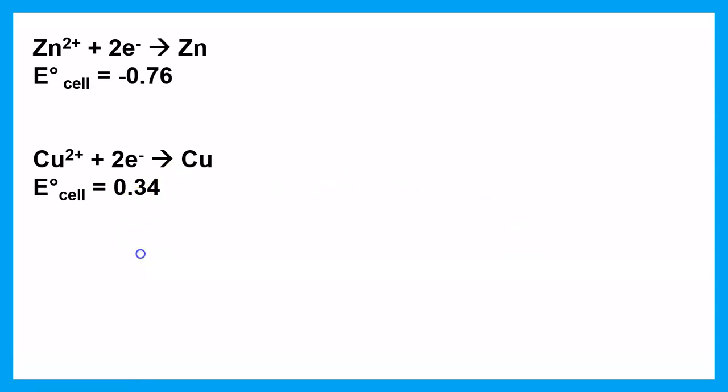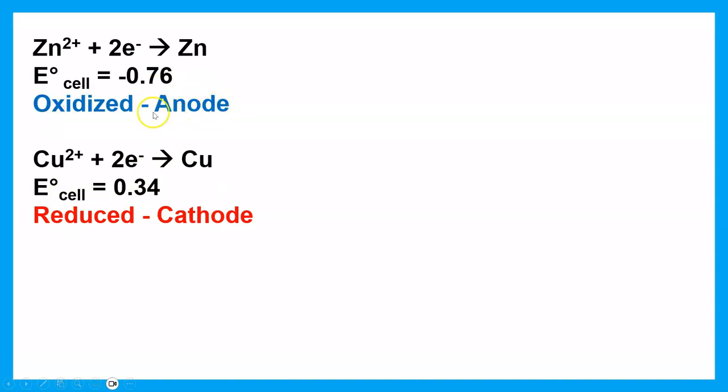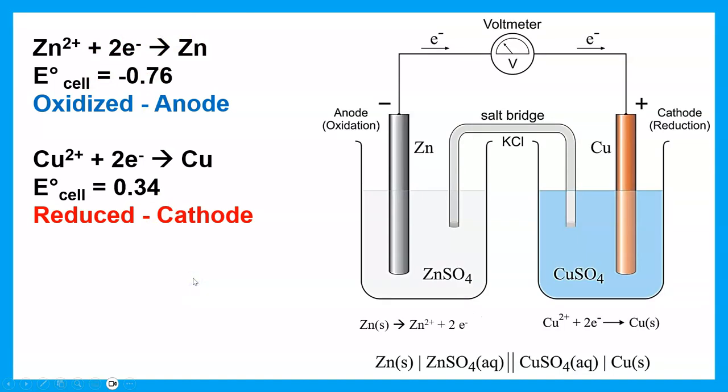And remember, red cat, reduced is cathode. That makes this one the anode. Anode is oxidation. LEO goes GER. I have my cell. Look at all these things on here.